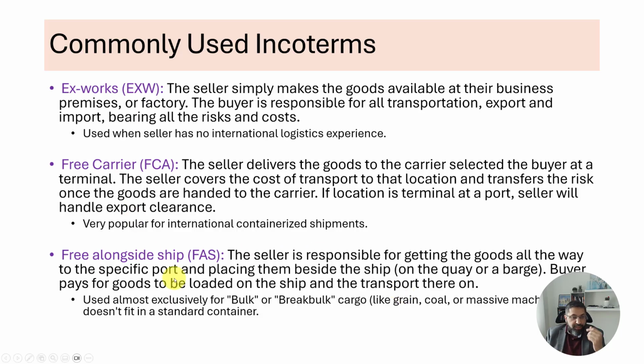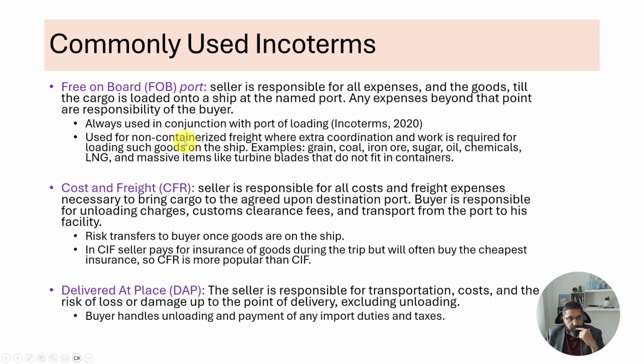Okay. With containers it is FCA. So remember, that's very important. Containers is mostly FCA. And if it's non-container, you're going to be FAS. Okay. Then free on board: the seller is responsible for all expenses and the goods until the cargo is loaded onto the ship at the named port. So in international shipping in FOB, you have to specify the name of the port.